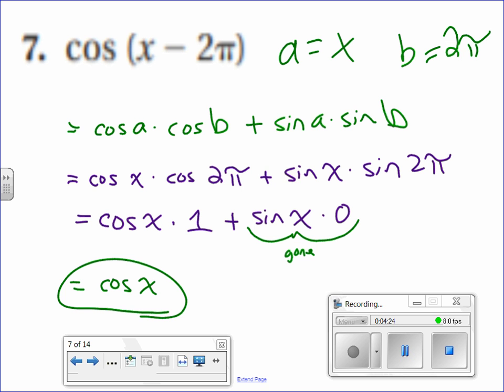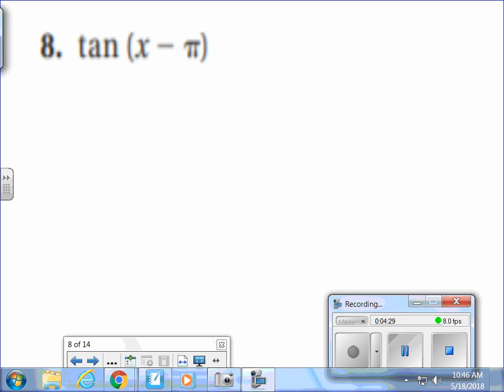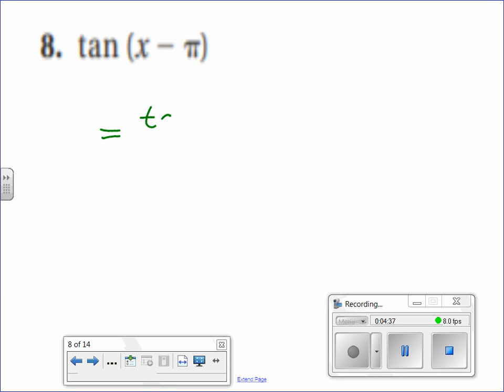Yeah, this is a great Friday lesson because it's not overwhelmingly hard. Alrighty, we're going to try tangent, so that should be fun. What formula are we going to use? The tan difference formula. So we're going to do tan A minus tan B over 1 plus tan A tan B.